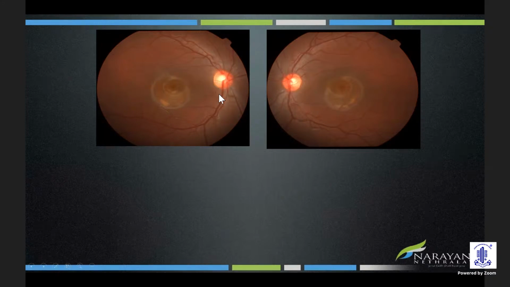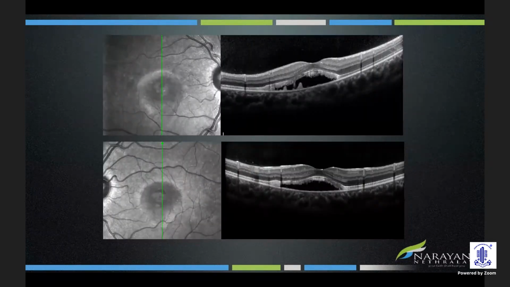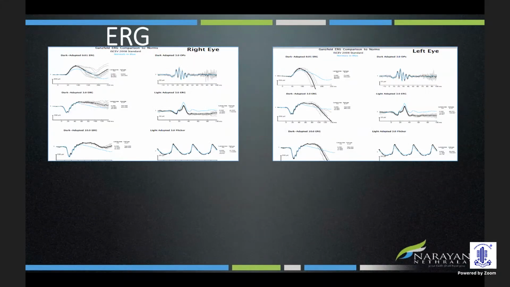This is the fundus picture of the same patient. As you can see in the macular region, there are some vitelliform-like deposits with subretinal fluid. Once we do the autofluorescence, the vitelliform deposits are seen better. This is the corresponding OCT, where you can see subretinal fluid and associated deposits in the subretinal space. We did ERG and EOG in this patient.